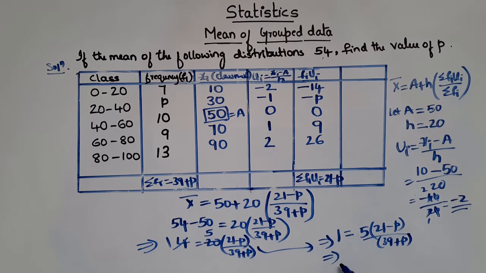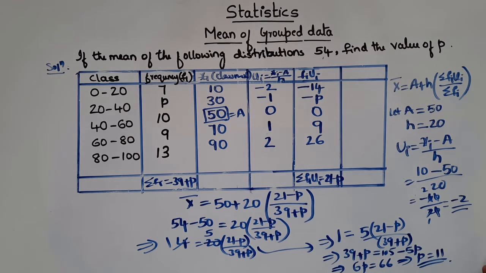So this implies 39 plus p is equal to 5 into 21. 5 ones are 5, 5 twos are 10, so 105, minus 5p. When you bring this p to the left hand side, that will be plus 5p. So together it will be 6p, which is equal to 105 minus 39, which gives you 66. So p is equal to 66 by 6, 6 11s are 66. So your p is 11.